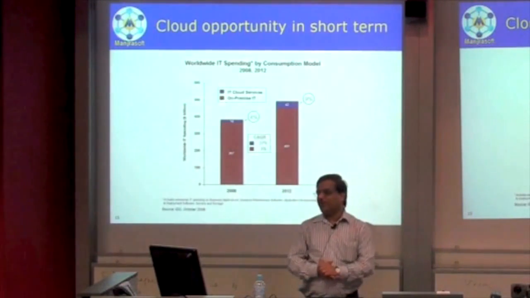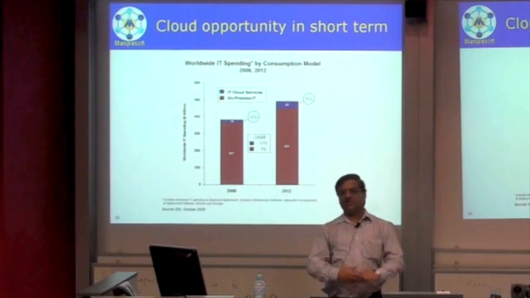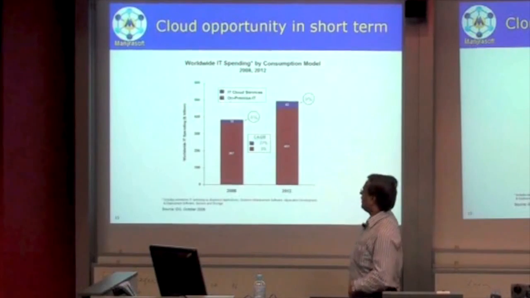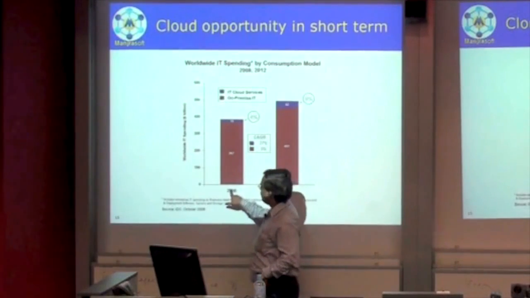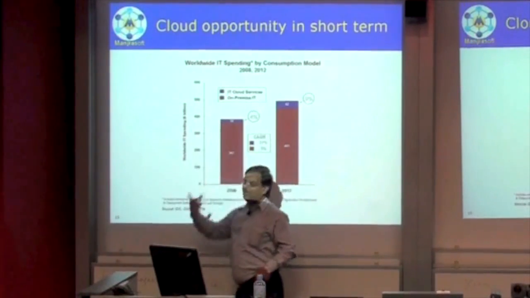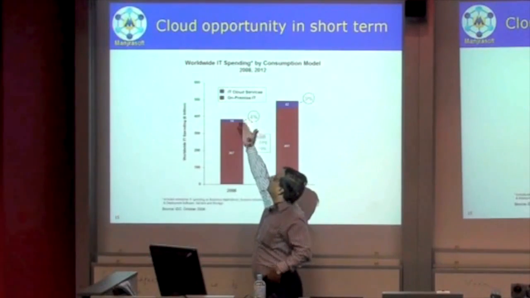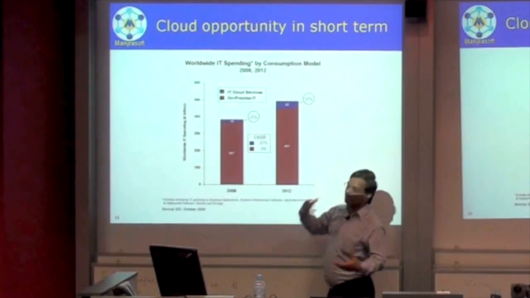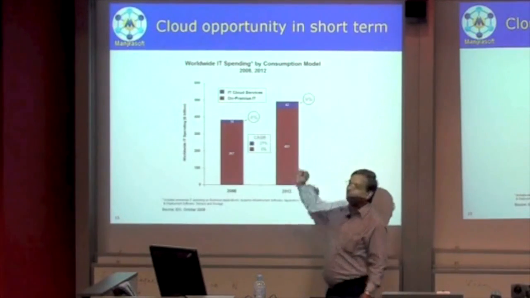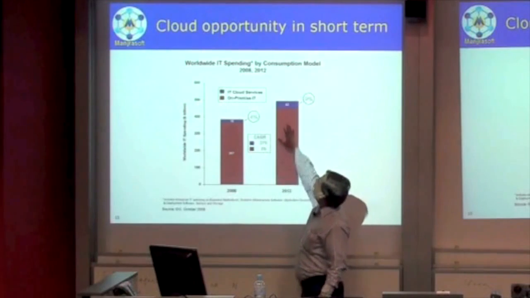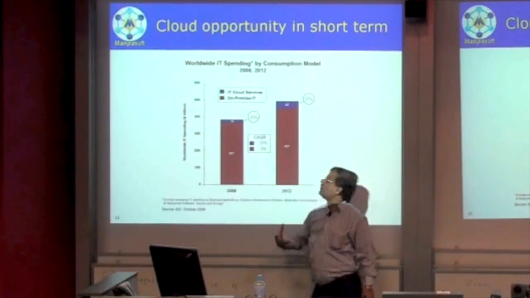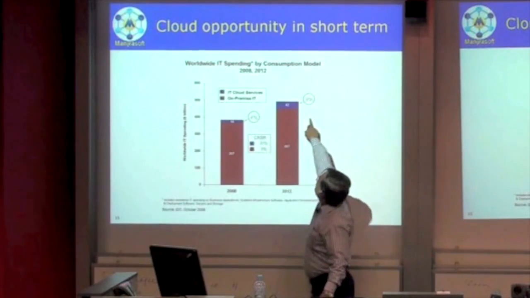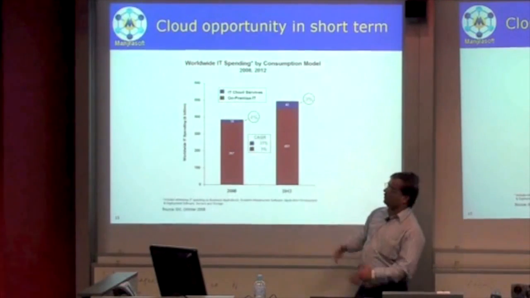Okay, so that's about applications. What about business potential? Is the business potential big enough that we can invest our time and energy? Here is data from IDC. For 2008, worldwide IT spending was about $400 billion, and about 4% of that, $16 billion, went to IT cloud services, with the rest on-premise IT. This is the projection for 2012: it will be about $500 billion, and IT cloud services moves from 4 to 9%, which is about $42 billion.